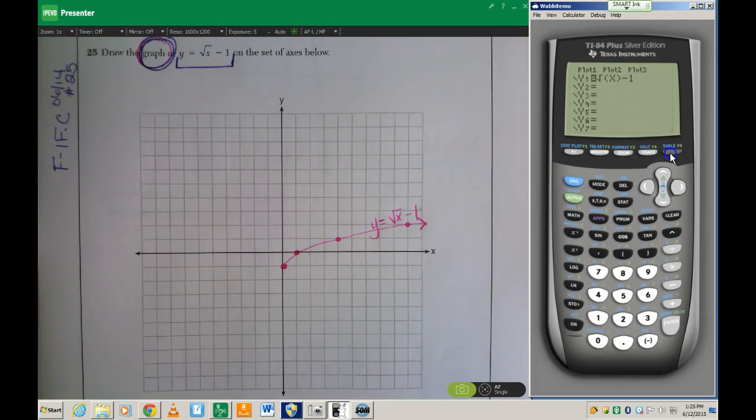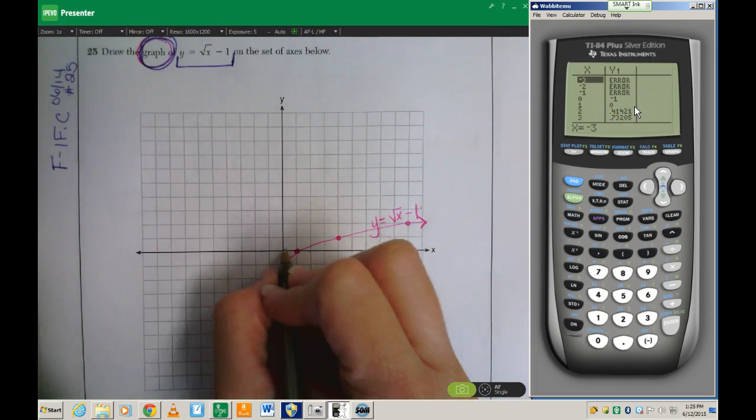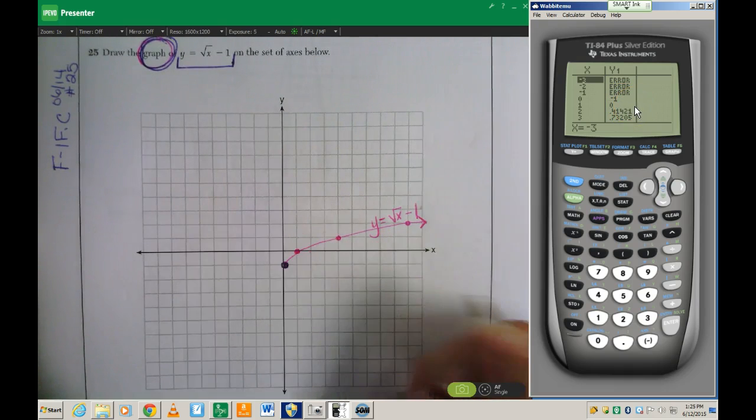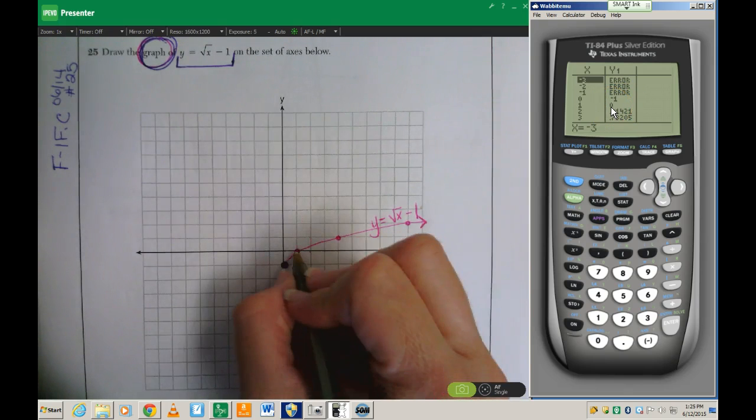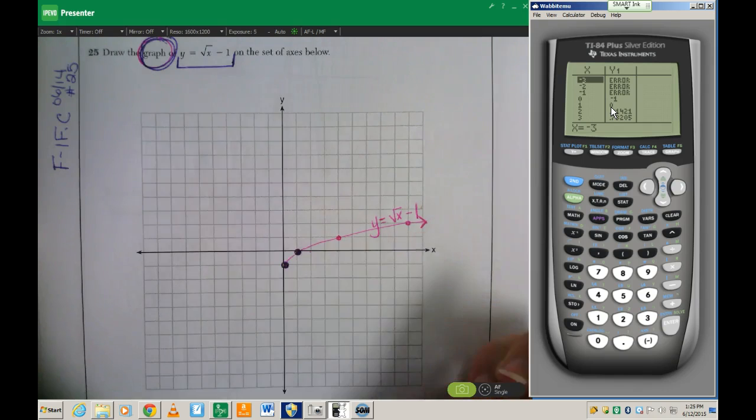I'm going to go to second table, and here are all the points that I get. The first point that I get that's not an error is 0, negative 1. So I'm going to go to 0 and go down to negative 1. The next pretty point I have is at 1, 0. So I'm going to go over 1, up 0.